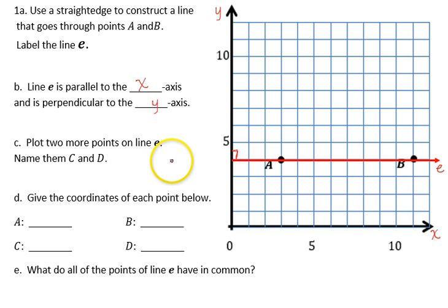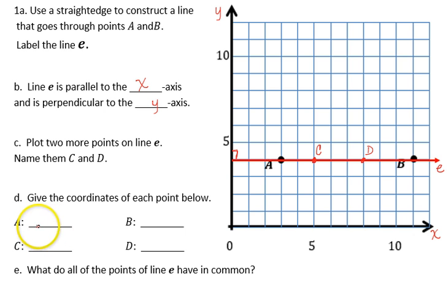Question C says to plot two more points on line E and name them C and D. So I can just choose any points on line E. I'll choose this one, and I'll call that C. And I'll choose this one and call it D. Now we're to give the coordinates of all of the points that are on line E.